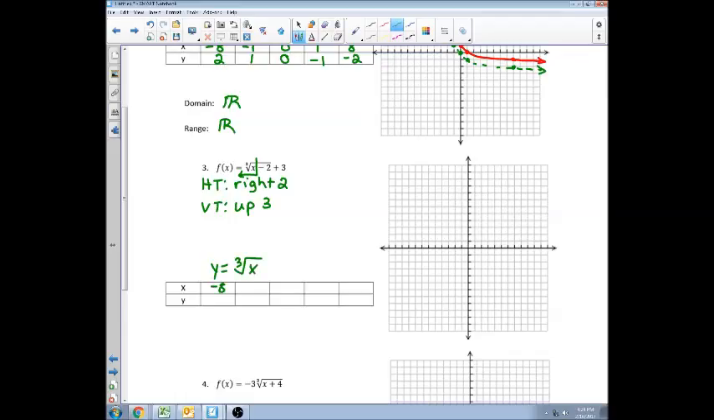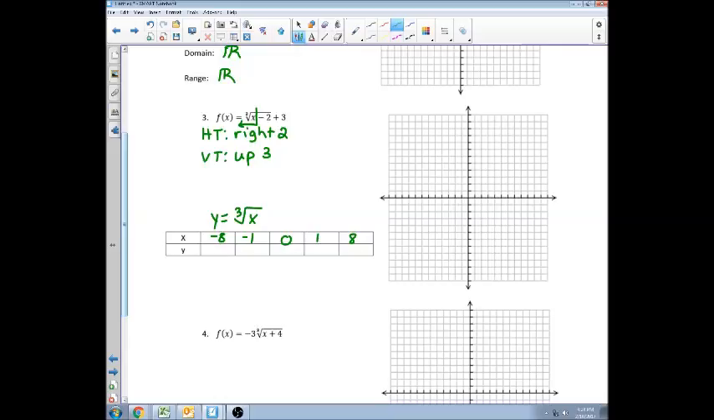So I have negative 8, negative 1, 0, 1, and 8, like I always do. Now for my y, all I have to do is find the cube root of each one of these numbers. Well, the cube root of negative 8 is negative 2. The cube root of negative 1 is negative 1. Cube root of 0 is 0. The cube root of 1 is 1, and the cube root of 8 is 2.